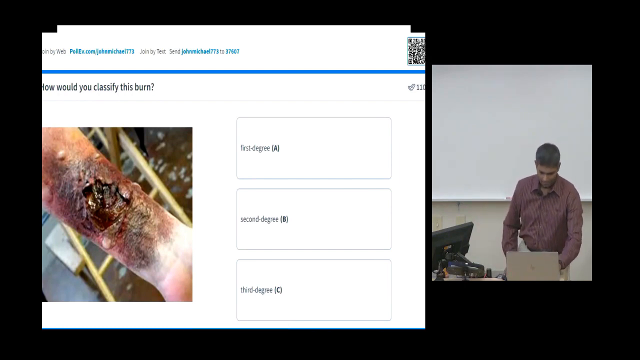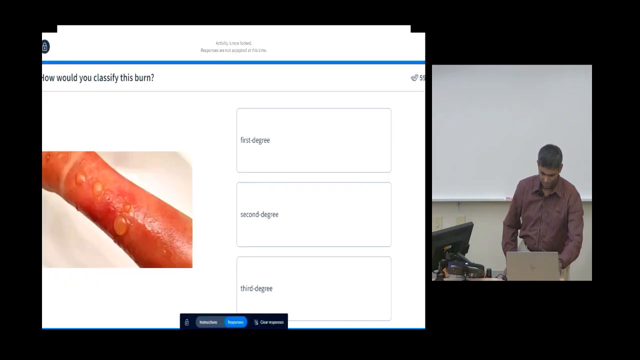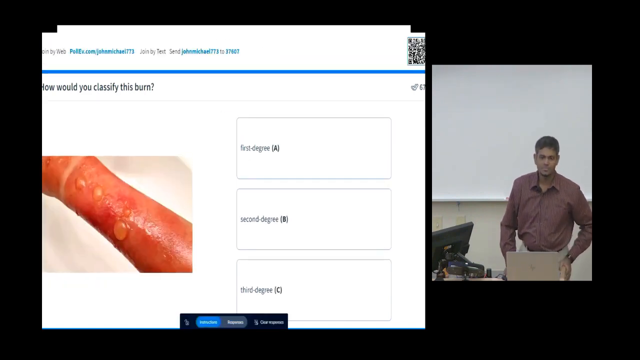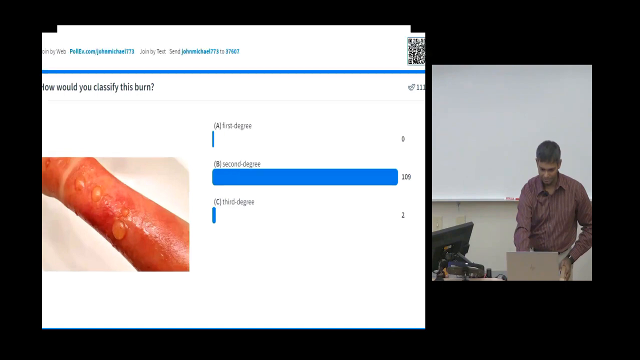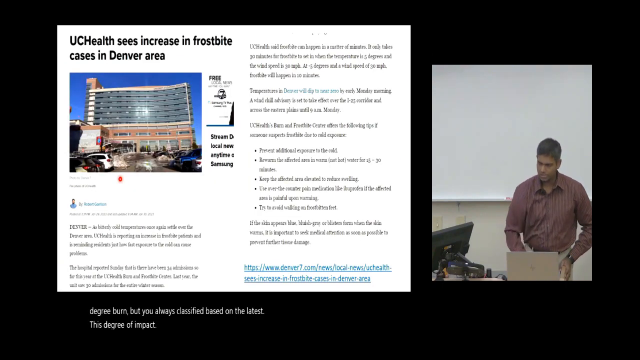And what about this, folks? Second degree burn. You will notice that the surrounding regions seem to have like a first degree burn, but you always classify based on the latest degree of impact.